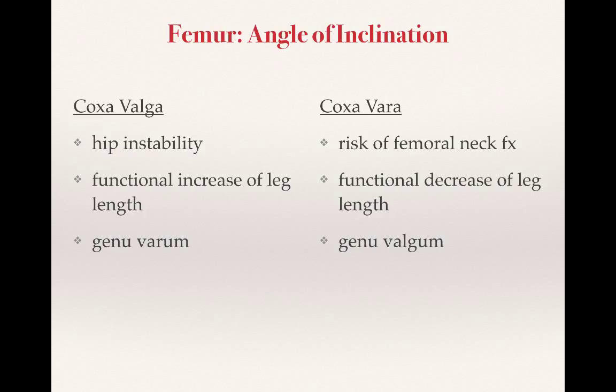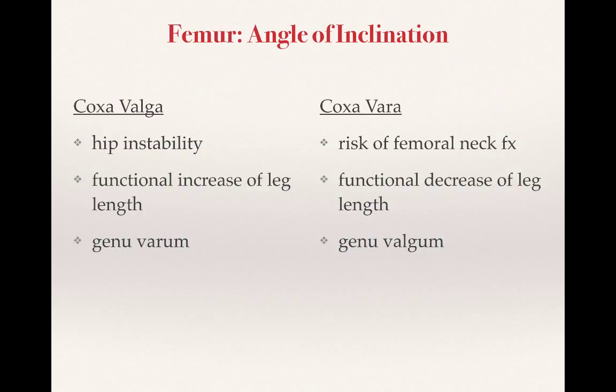So coxa vara, again, where the degree of angle of inclination is less than 125, now you start to see more of a risk of femoral neck fractures due to tensile forces. So the position of the head of the femur in relationship to the neck of the femur puts that area at more stress and leads to more risk of fractures. There's also a leg length that can appear shorter than the other. Again, because of the way the bones are positioned, now the leg length seems shorter than if you had compared to the normal angle of inclination.